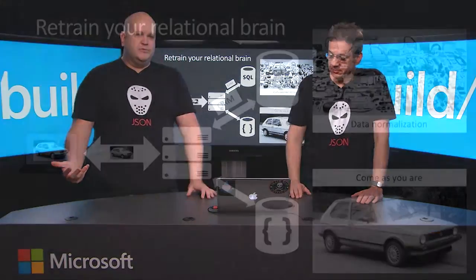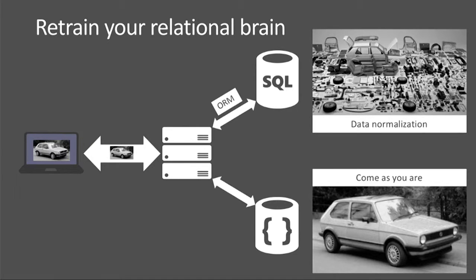The other side of the spectrum in a document database is this notion of come as you are. So you have a motor vehicle and you send that over the wire as it is, and you persist that whole motor vehicle as a motor vehicle object in the database. And when you want to display that motor vehicle on the page, you do a query for the motor vehicle, you bring it down over the wire, and you display it on the page. So, come as you are. Those are the two different extremes, and I hope that illustrates the point that I'm trying to get across.